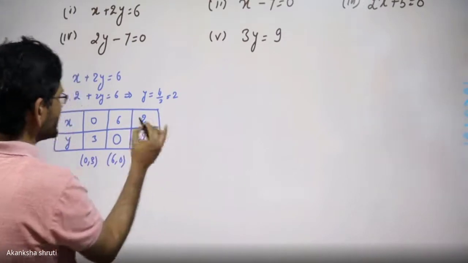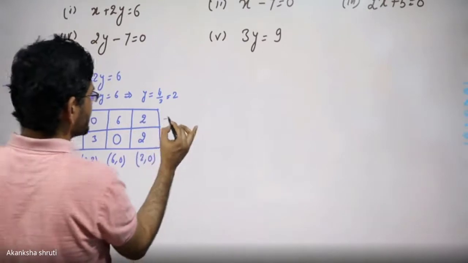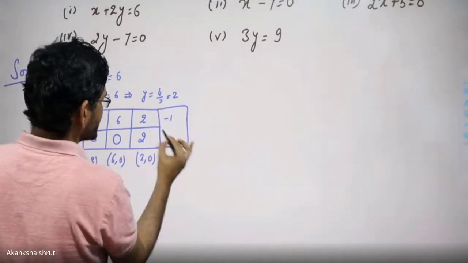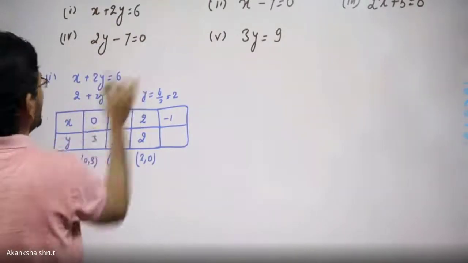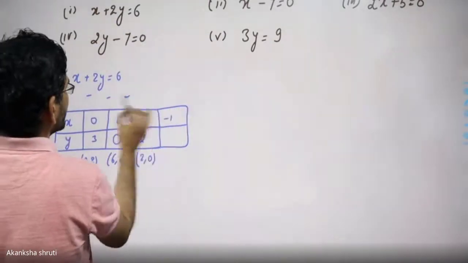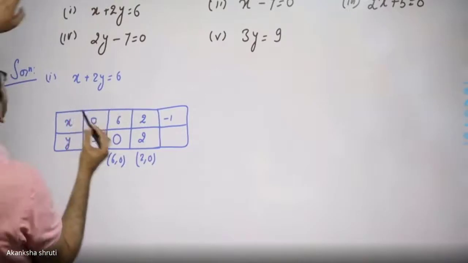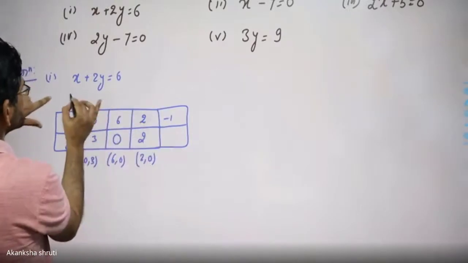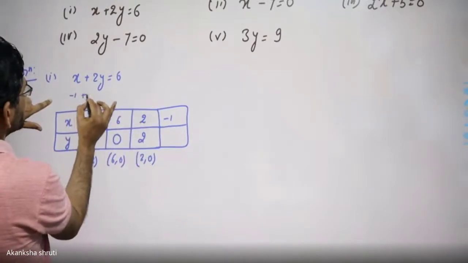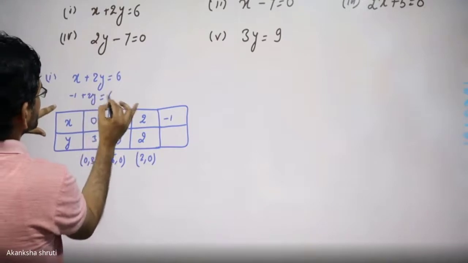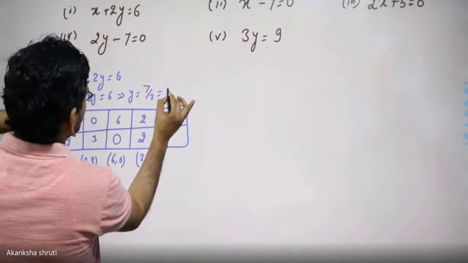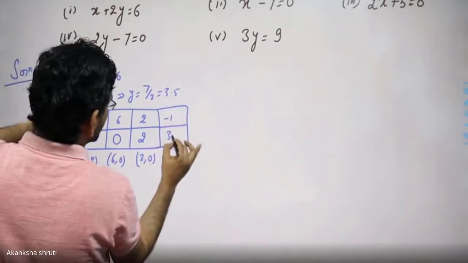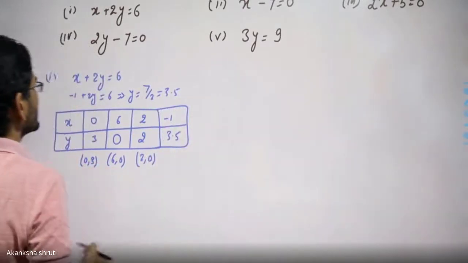Students, you may take some negative value also. Let us take minus 1. Last day I had explained this thing. Taking x equals minus 1, we have to calculate the value of y, meaning a solution. Take x equals minus 1, minus 1 plus 2y is equal to 6. This time the y value will be 7 by 2. It will be 3.5.